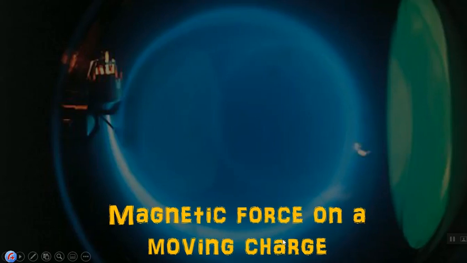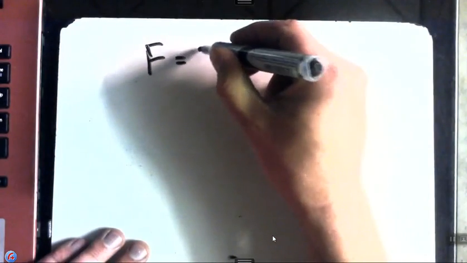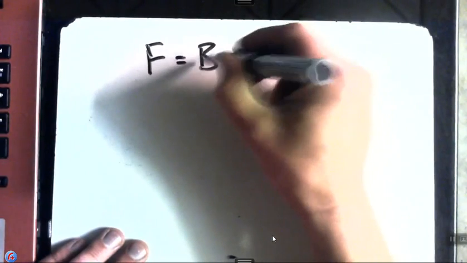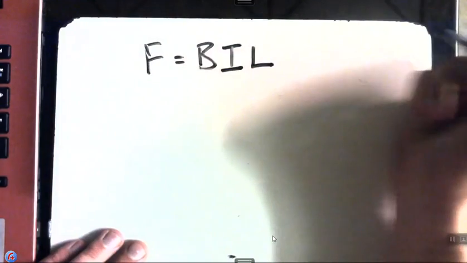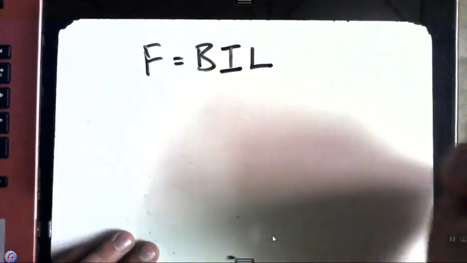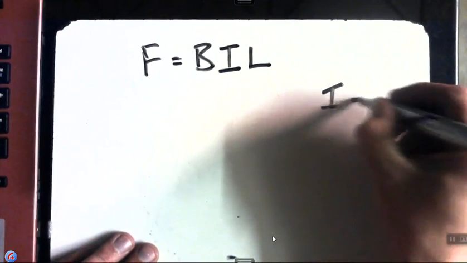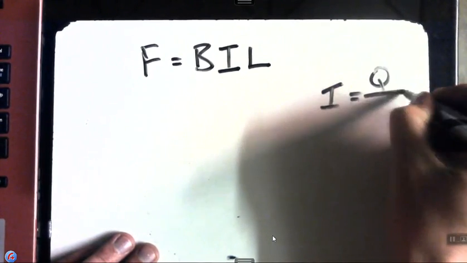Next we're going to see how we calculate this magnetic force on a moving charge. In the previous chapter we saw that the force on a current carrying wire can be calculated by the magnetic field, the current, and the length of the wire. In this chapter we're not going to have a current anymore, but we're going to have electrons or particles that carry a charge, and we know that I is Q over t.